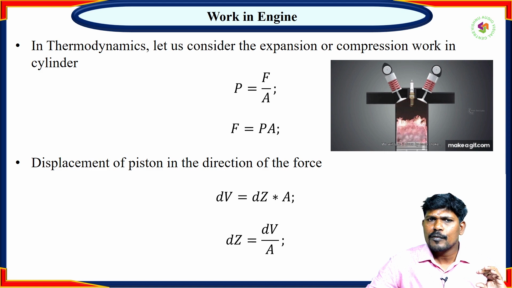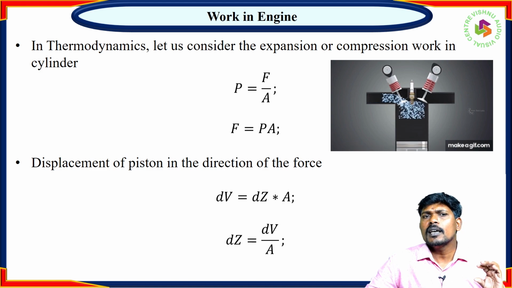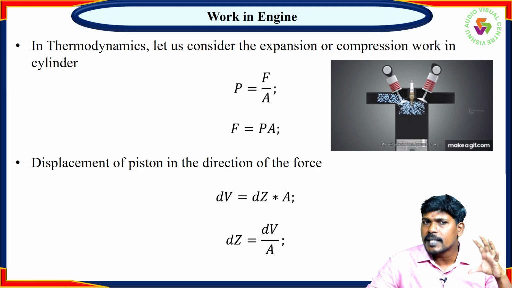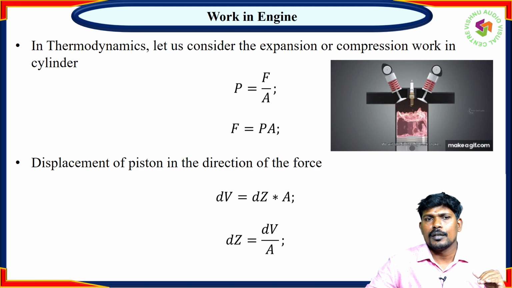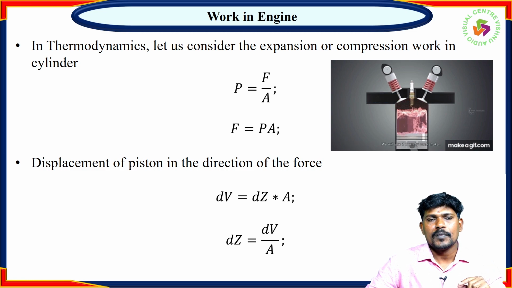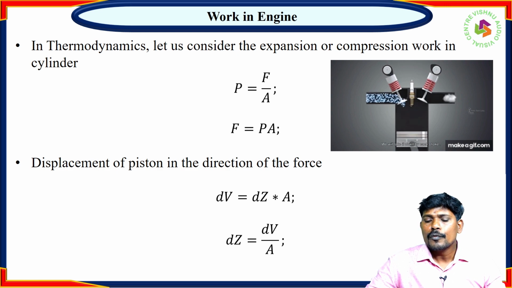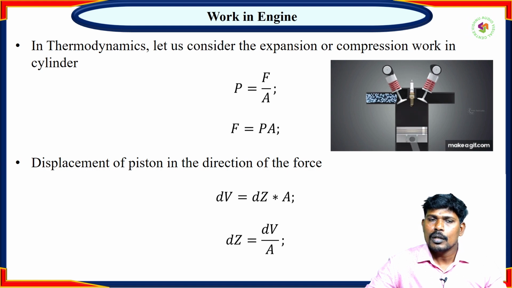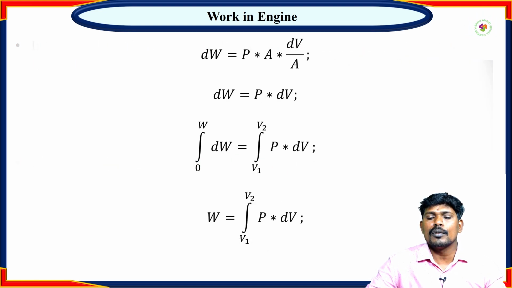So the expansion of the fluid, that is dV, is equal to how much dz in the z direction it is expanded times the cross-sectional area. So from there we can write dz is equal to dV by A. Now we know what F is equal to, and we know what dz is equal to. Now we can substitute in that formula, dW is equal to F times dz. Here F is equal to P times A times dV by A.